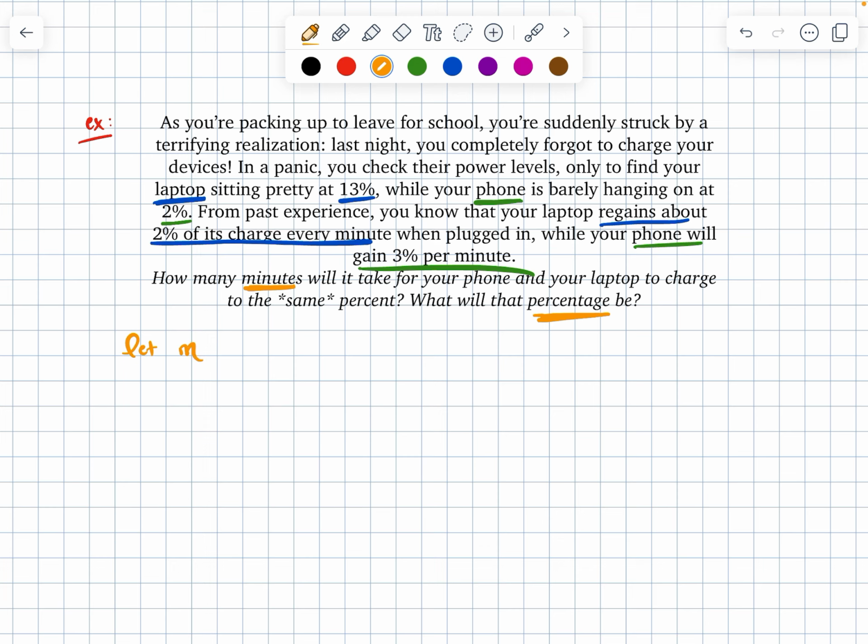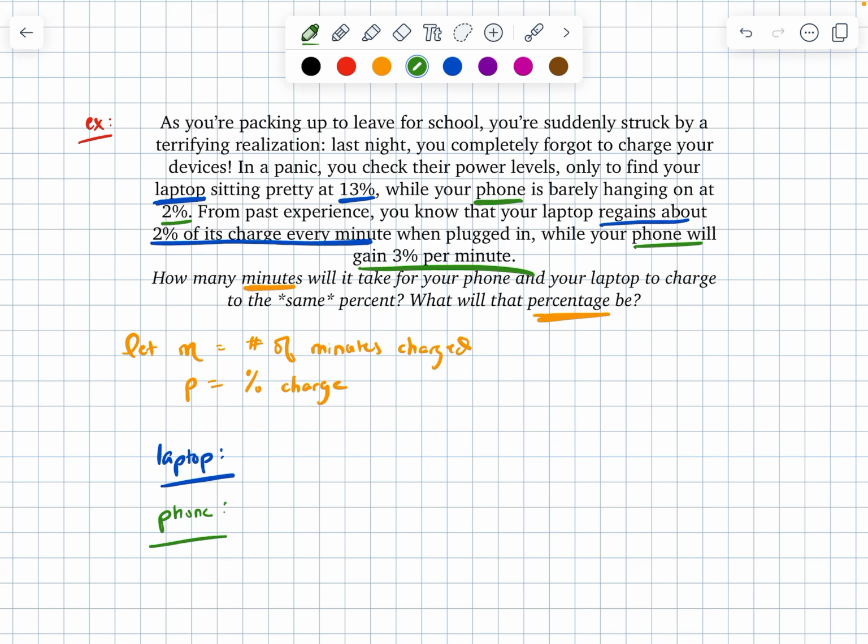So I'm going to pick m to represent the first thing I want to keep track of, which is the number of minutes that I'm charging my devices for. But the other thing that I'm interested in is the percent that they charge to. Thinking strategically, maybe I'll pick p as my variable to represent the percent of the charge that my laptop or phone is at. And again, I've got two things that I need to keep track of. I need something to tell me what the laptop is doing, but I also need something to tell me what the phone is up to.